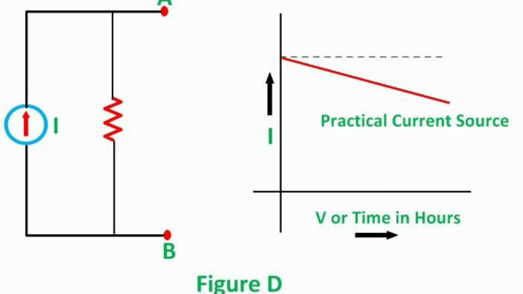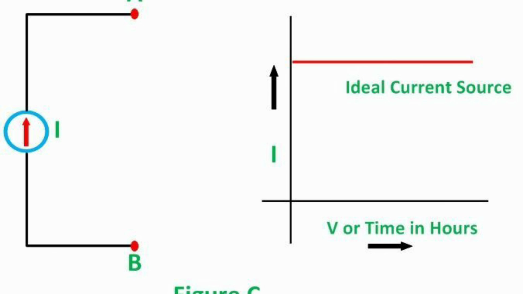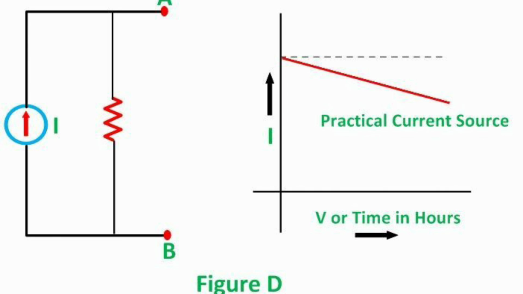A practical current source is represented as an ideal current source connected with a resistance in parallel. In a circuit, when a resistance is connected in parallel, it is called a practical current source. It is dependent on voltage. That diagram represents the characteristics of the ideal current source and practical current source.